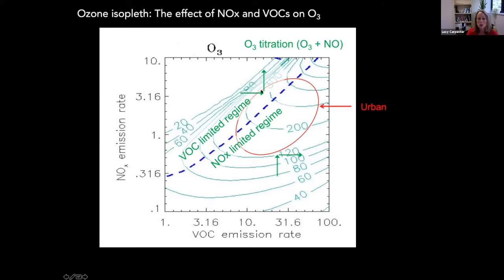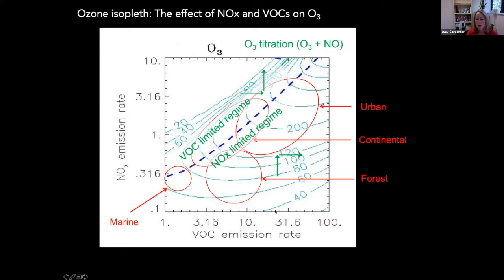You could be somewhere between NOx and VOC limited. You're probably in a NOx limited regime. You're probably down here somewhere where NOx is high and VOCs cannot really get high enough to pop it into the VOC limited regime. In very clean atmospheres, you're right down here where both NOx and VOCs are low. Continental, you may be somewhere in the middle. And in a forested regime where you have lots of VOCs but not much NOx, you very much are in a NOx limited regime there.